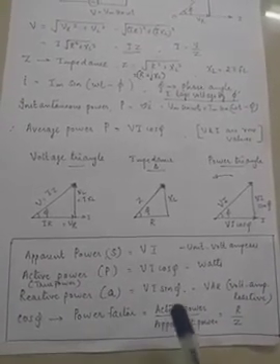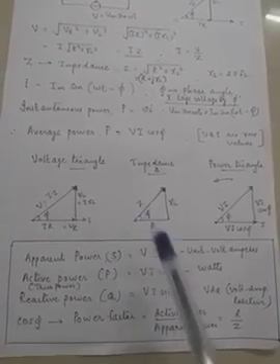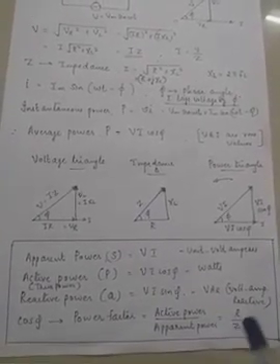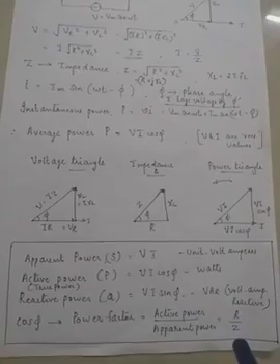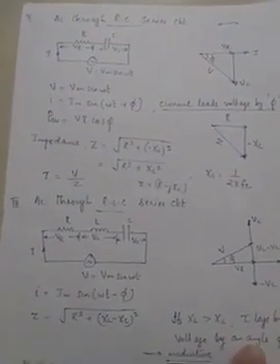So power factor equals active power by apparent power. Or from this impedance triangle you can also find cos phi, which is equal to R by Z. So this is all about an RL series circuit. Now we will consider an RC series circuit.